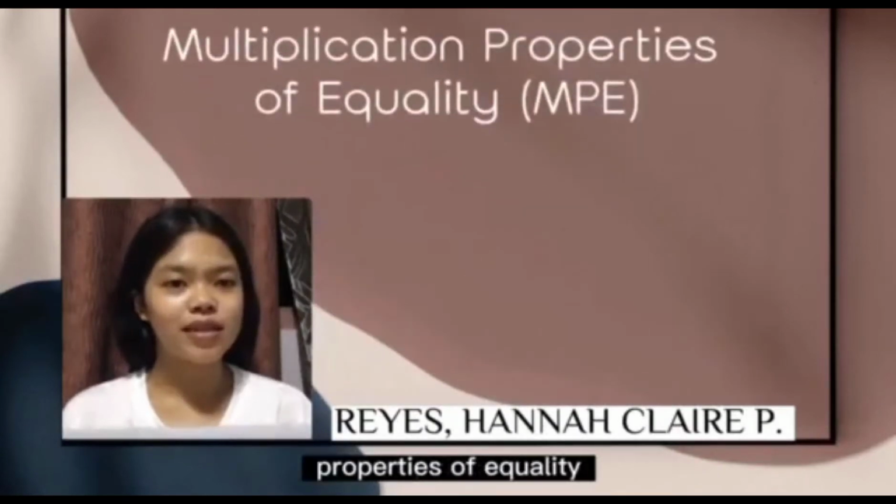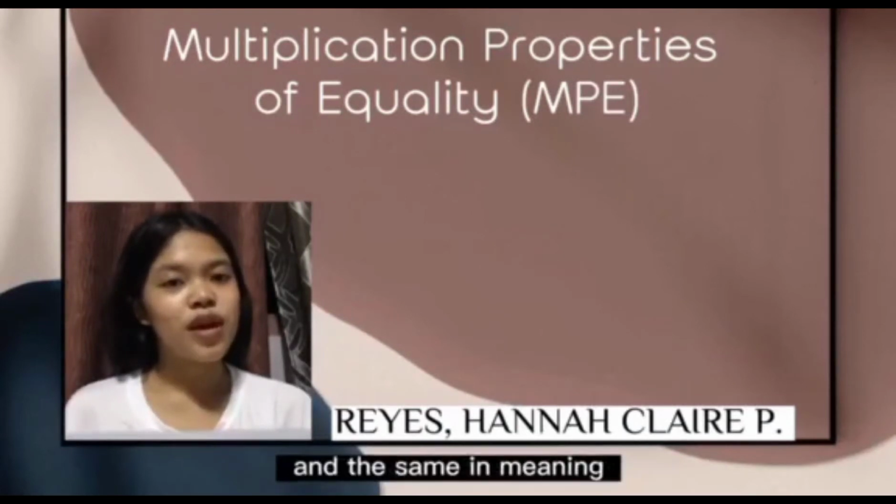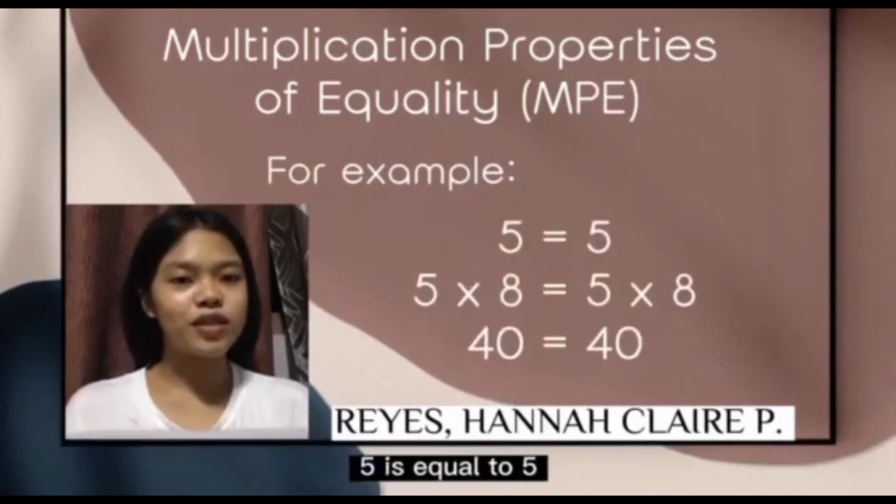Multiplication property of equality. As long as the same value is multiplied on both sides of the equation, the new equation remains true and the same in meaning. For example, 5 is equal to 5. So when you multiply both sides by 8, the product is 40.